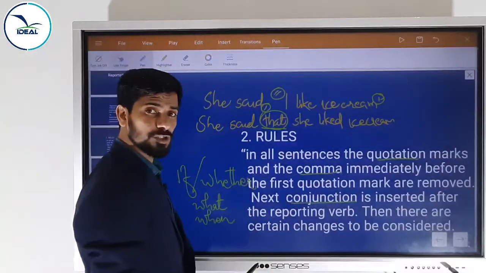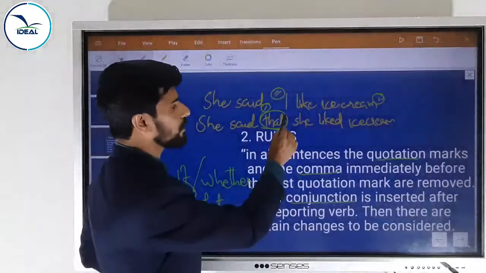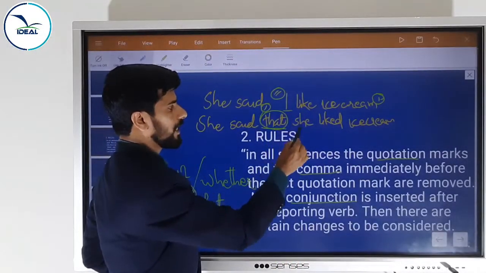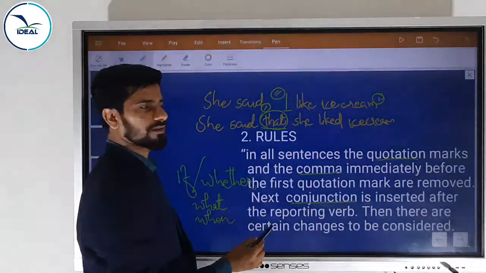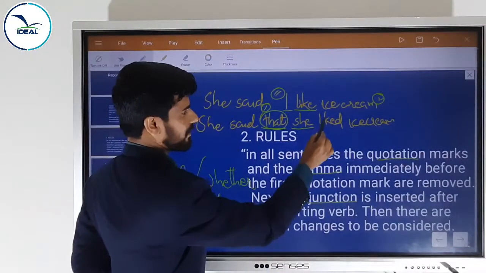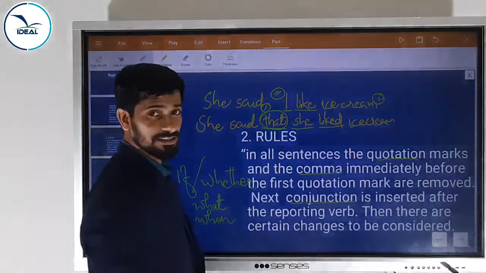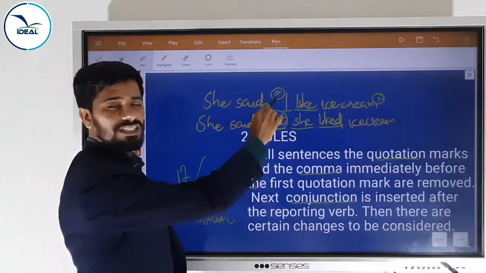There are some other changes to take place, right? What are the other changes? You can notice here, the I has been changed to she, right? And like has been changed to liked. Understood? So the pronouns change.